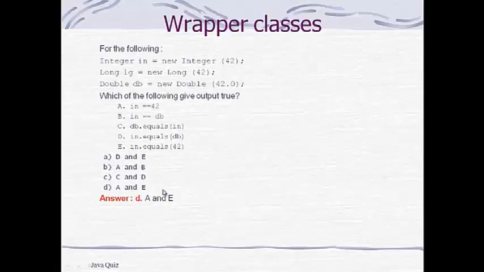The answer is A and E. That means only integer can give true when we compare with another int. So in equal 42 and in dot equals 42 will return true.